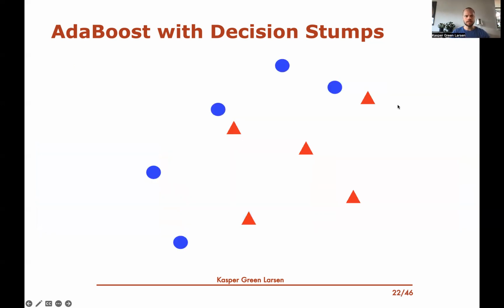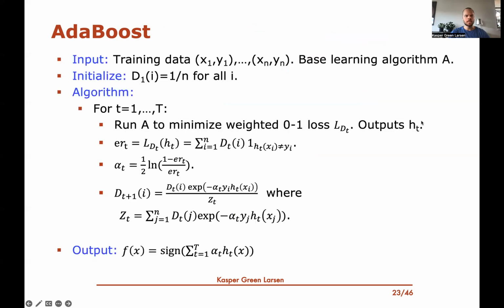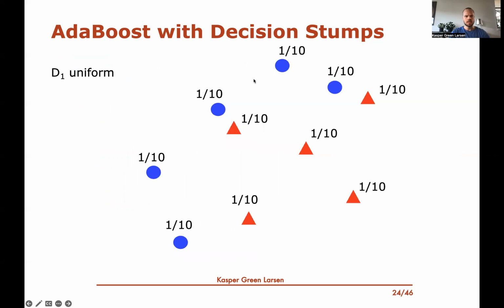So we're going to try and run AdaBoost on this training data set here. We have some data here. It's clear that there's no decision stump that gets this perfect. So let's look at what the algorithm is doing. If we look at it again, we start by initializing a weight of 1/n on all the examples. And then we have to train a classifier to minimize this 0-1 loss with this weighting. So this is what we do.